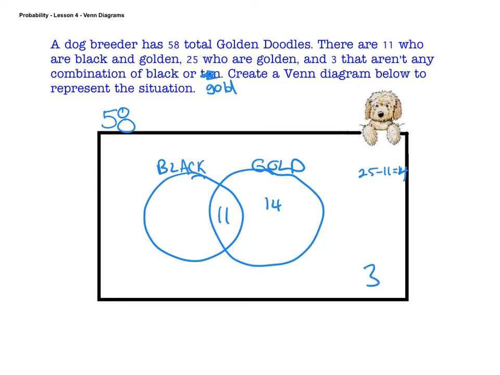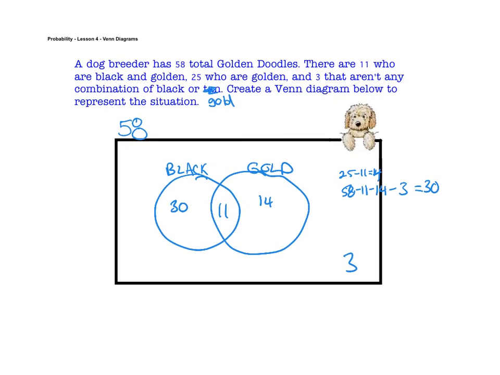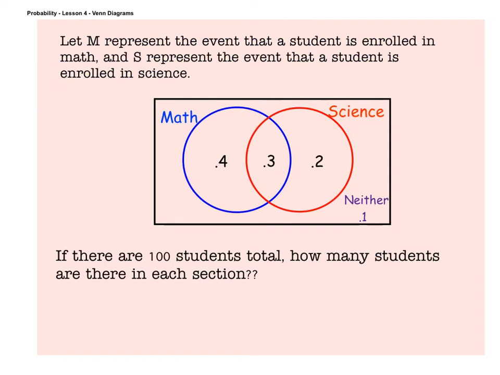3. So how many are just black? We probably should figure that out. So 58 minus 11 minus 14 minus 3 is going to give us 30. So 30 must be black only. Okay? So we have to have a number for every single part of our Venn diagram. So it should be 4 numbers in total. And a good way to check is just to add up 30, 11, 14, and 3 and make sure it adds up to 58.